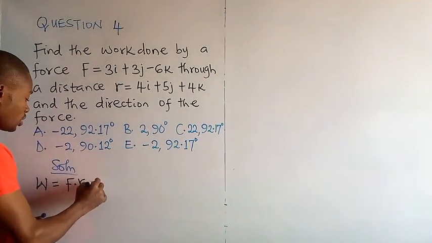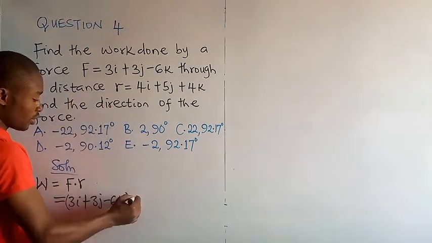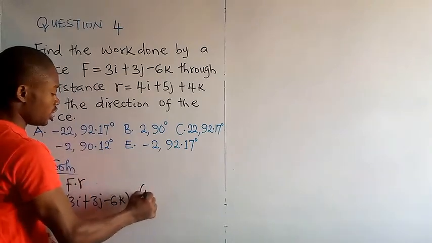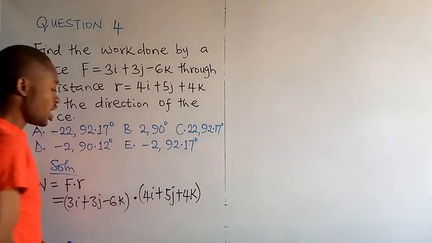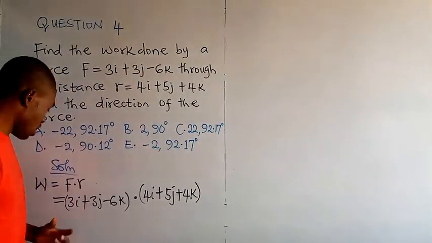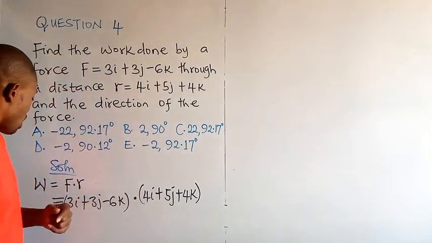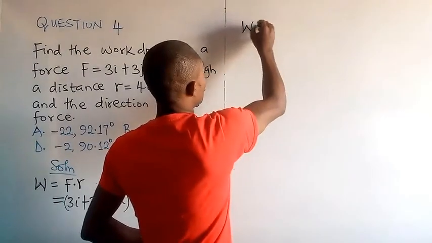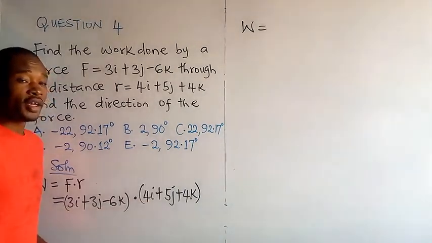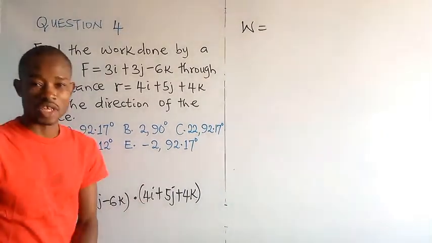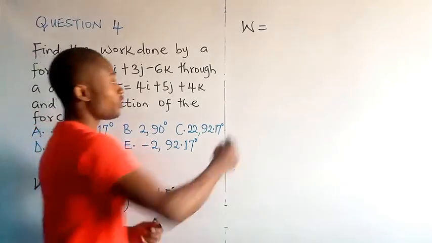So solving for this, our first vector is 3i plus 3j minus 6k. Then dot, our distance given is 4i plus 5j plus 4k. Now, in carrying out dot product, remember I stated previously that you have to take them like term by like term, just like you do addition and subtraction. So our work done is going to be equal to 3i dot 4i. When you're doing 3i dot 4i, this is what you want to take note of. Multiply the scalar components, the numbers. 3 times 4 will give us 12.